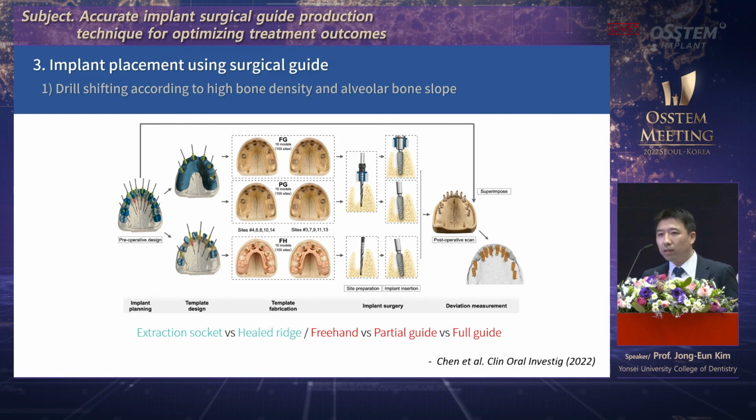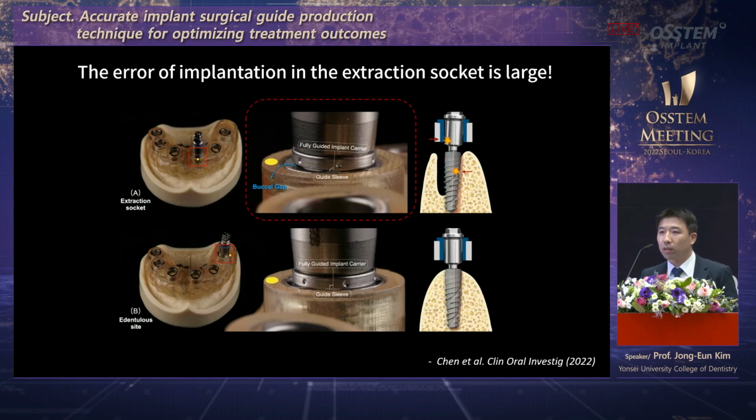Placement in extraction sockets. This study compares a fully healed ridge and immediate placement, and when you use a surgical guide, they looked at whether accuracy was seen. The study says that it is much safer and more accurate to place in a healed ridge, because in an extraction socket there are a lot of slopes and drill shifting occurs very frequently. In the case of a guide, compared with freehand, a guide is more accurate, and a full guide is more preferred than a partial guide. That is the way to place the implant accurately.